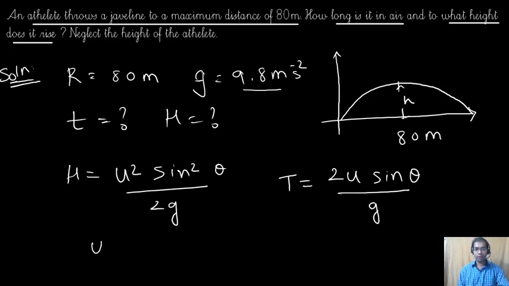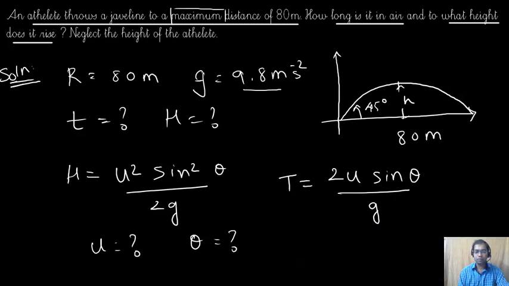Now we have a fresh problem. We do not know what the initial velocity is. Also theta is unknown. But if you look at the question, we can figure out theta. It says maximum distance. Now the horizontal range that is covered, that is 80 meters, is when the angle at which the projectile is launched is 45 degrees. So at this maximum angle, we get the distance to be 80 meters.